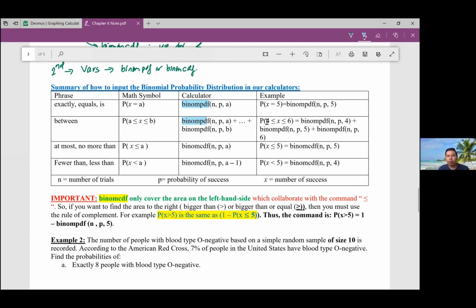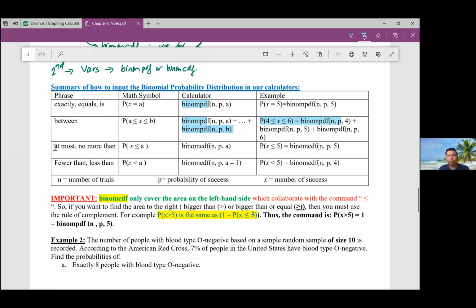Here's the example. If I want to do probability between 4 and 6, I have to do binom PDF of 4, and then binom PDF of 5, and then binom PDF of 6. Because this is discrete, we will not have something like 4.1 or 4.2. We're always going to have 4, 5, 6, because this is a discrete random variable, okay?